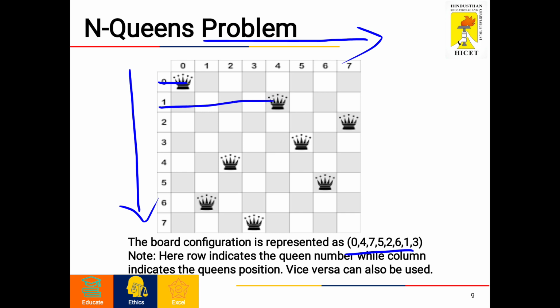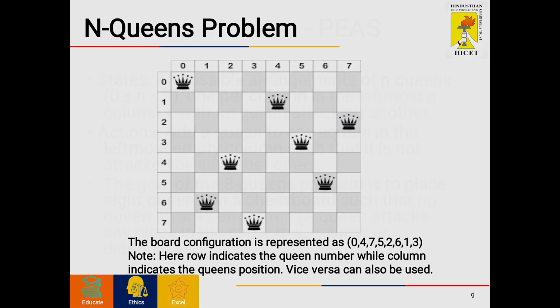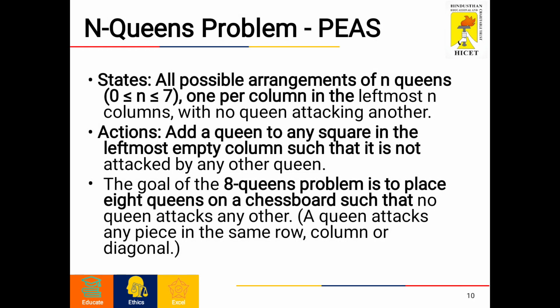Q1 is placed in the 4th position and Q2 is placed in the 7th position and so on. This is the representation. There are 92 possible representations, where one representation is given here. So we need to find the optimal solution using genetic algorithms.